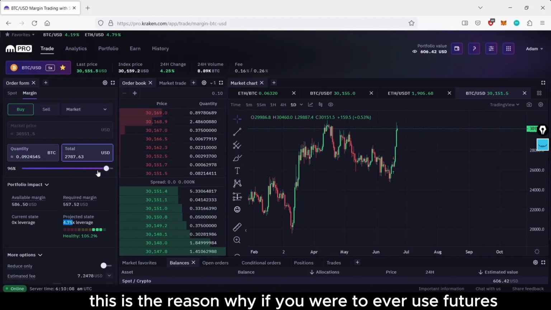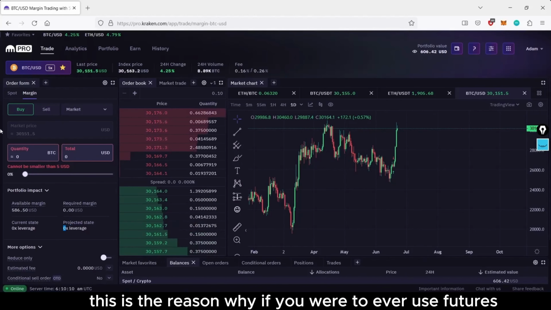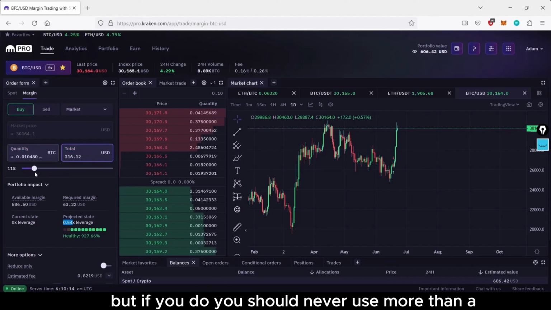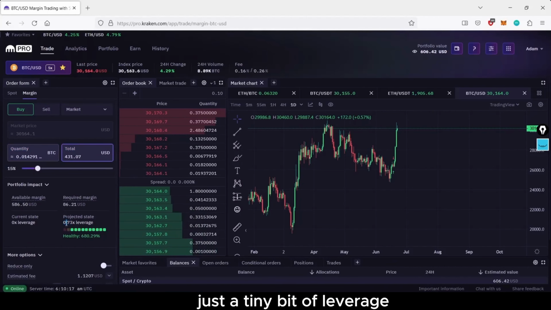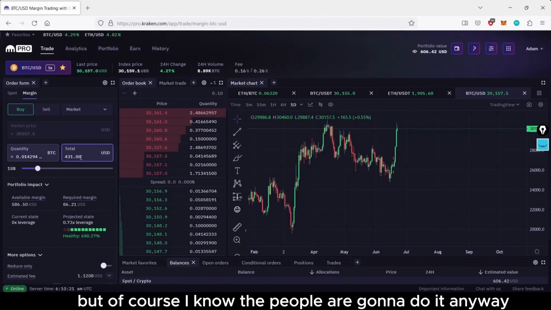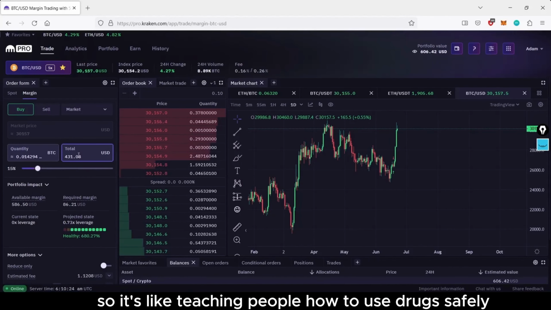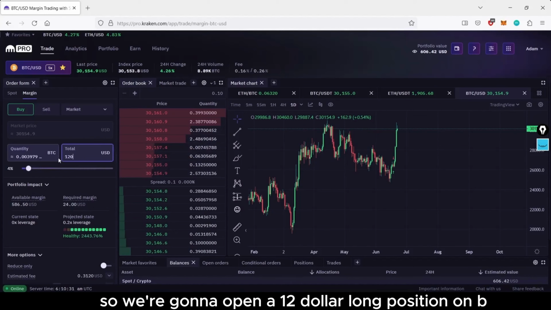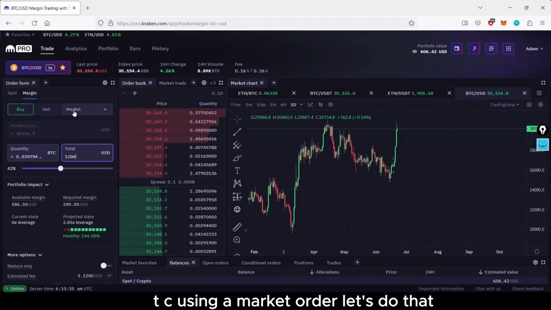This is the reason why, if you were to ever use futures, which you probably shouldn't, but if you do, you should never use more than just a tiny bit of leverage, if that. I don't advocate for leverage, but of course I know that people are going to do it anyway, so it's like teaching people how to use drugs safely. Obviously, don't overdose. Let's say we wanted to go 2x, so we're going to open a $1,200 long position on BTC using a market order.